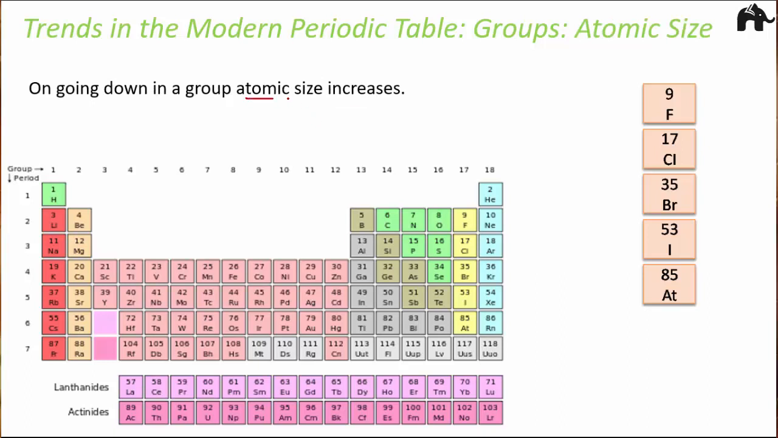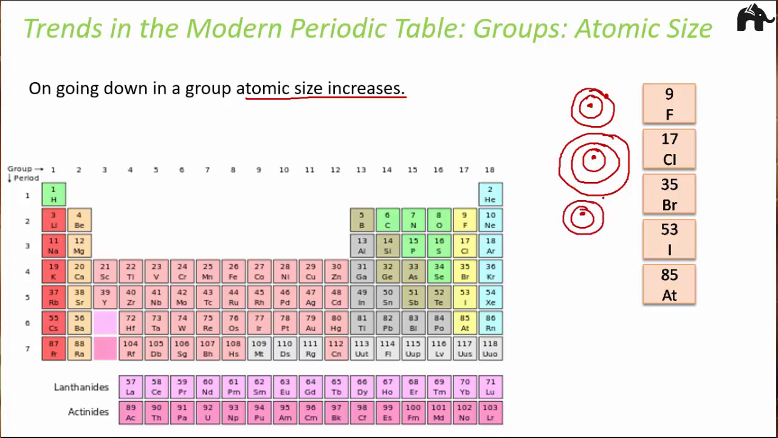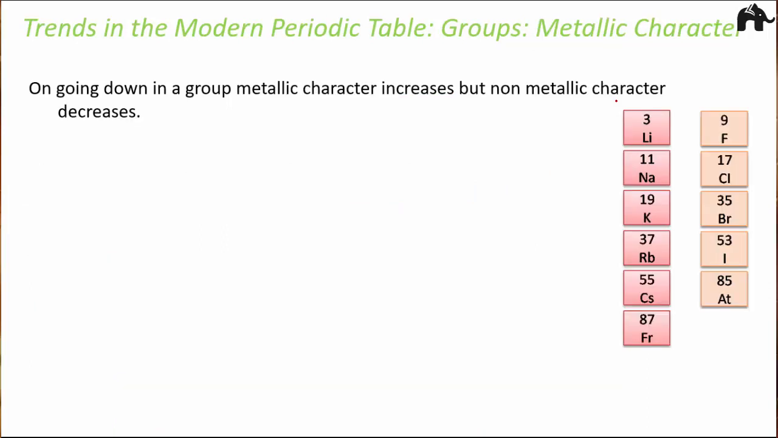Atomic size increases as we go down the group. That's because the number of shells increases. For example, for fluorine it is 2, 7. So it has first shell 2 electrons, second shell 7 electrons. For chlorine it is 2, 8, 7. That means first shell 2, second shell 8, and the third shell has 7. For bromine, it is 2, 8, 18, 7. That means first shell has 2, then 8, then 18 and then 7. So as we go down, we see that the number of shells is increasing, which obviously means that the atomic size would increase.